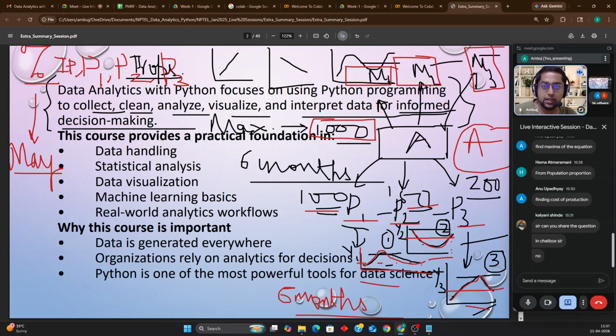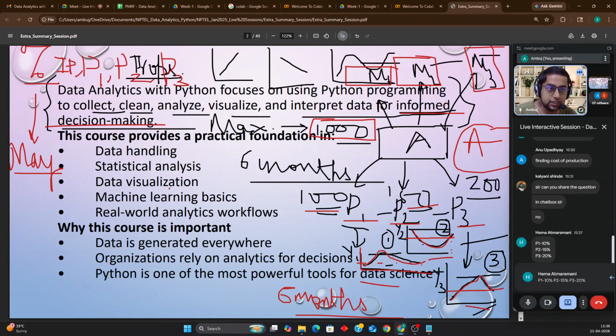Because here it is written that data analytics with Python focuses on Python programming to collect, clean, analyze, visualize, and interpret data for informed decision making. Informed decision making is like this only. Based on the previous sales data, the previous 6 months sales data, you shall be analyzing the data and telling me what shall be the production.